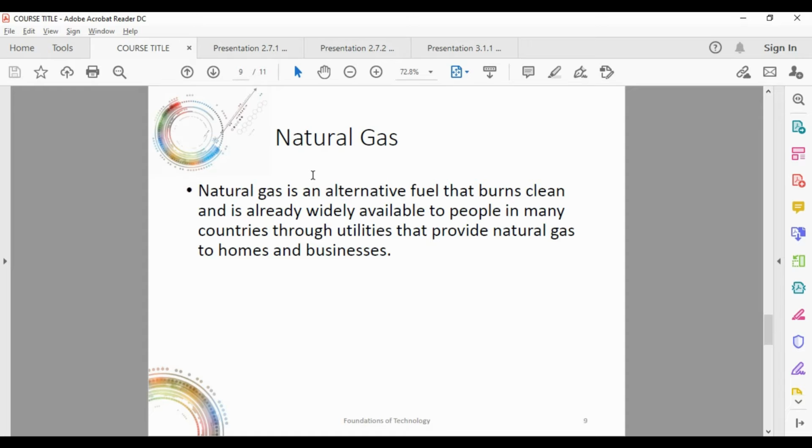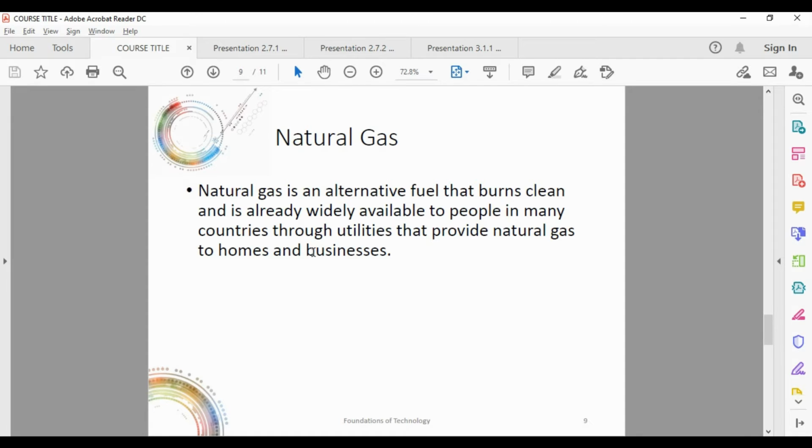Now, there once was actually a natural gas car, but it never really made it into production. So you're not going to see natural gas necessarily for cars. But it is an alternative fuel that burns clean and is already widely available to people in many countries through utilities that provide natural gas to homes and businesses.